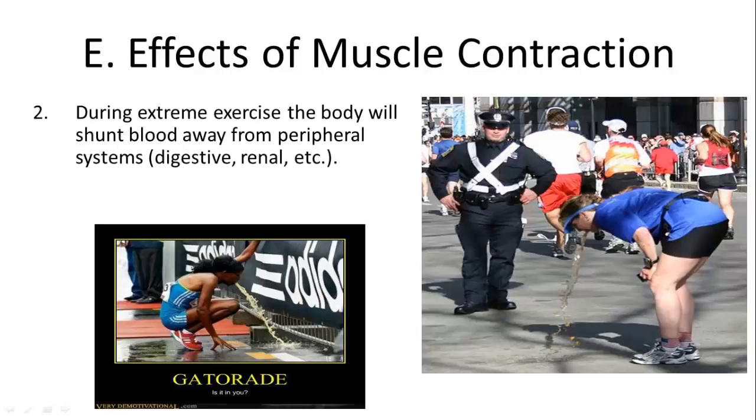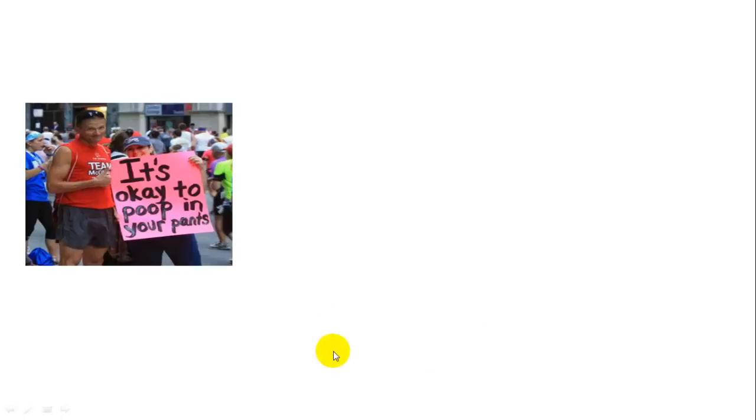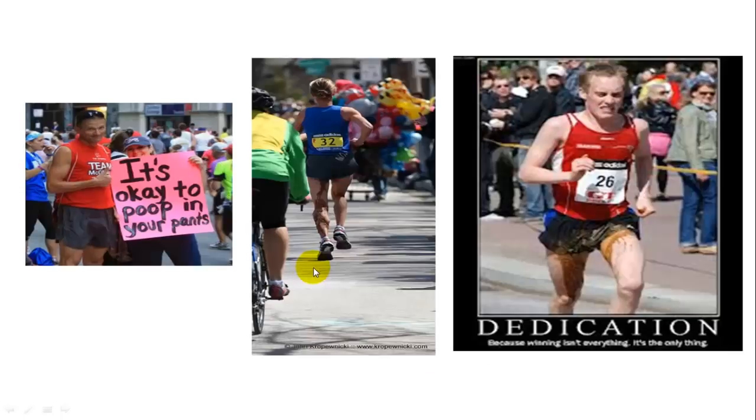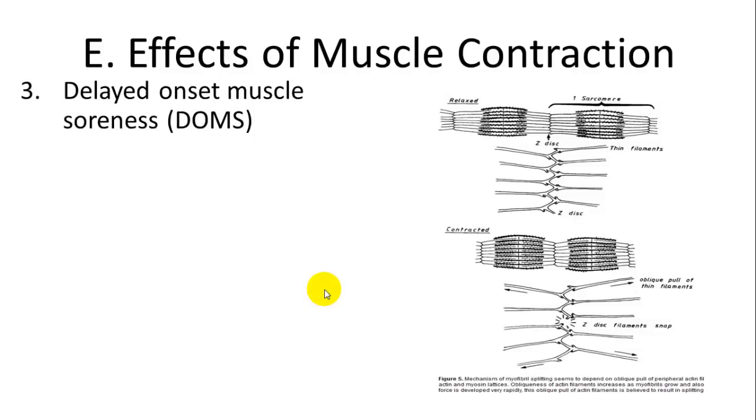All right, during extreme exercise, however, the body will shunt blood towards the muscles and away from peripheral systems such as the digestive system. And this can lead to contradictions where your digestive system is no longer getting the nutrients it needs, and so you're going to barf, or perhaps poopy pants, which occurs in marathons. Not a pretty picture.